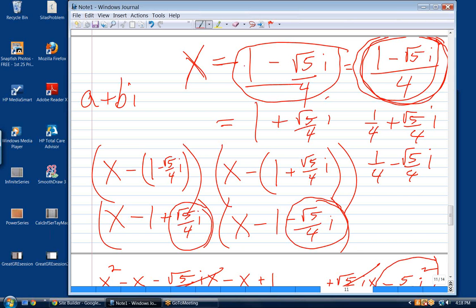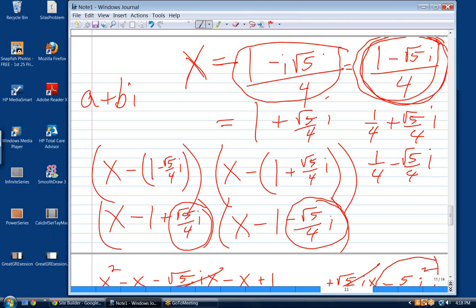As opposed to telling you that x was equal to 1 minus root 5 over 4i, when you read it to me, you put the i in front. So you said 1 minus i root 5 all over 4. So that's probably what they gave in the problem. No, I know. I get the problem. They gave it to you in a weird way.